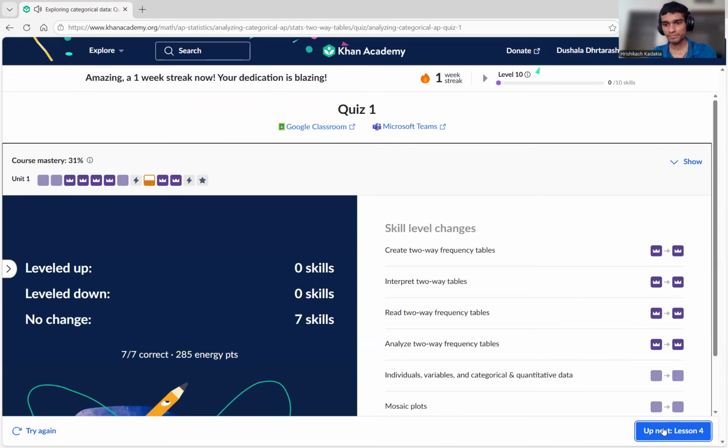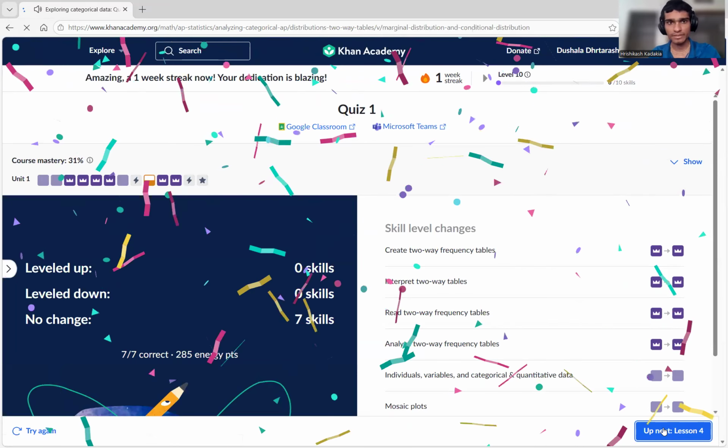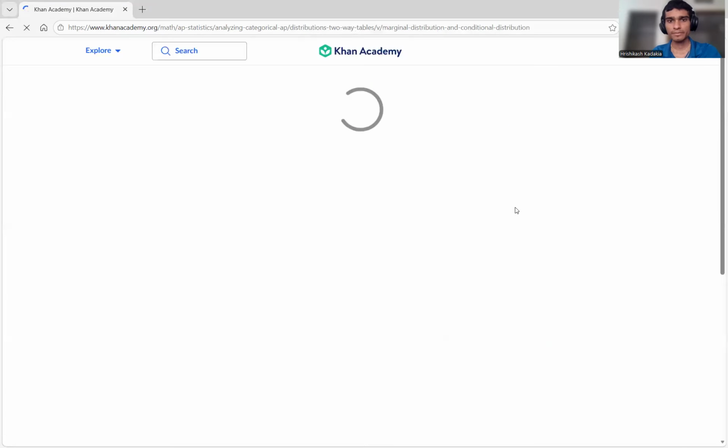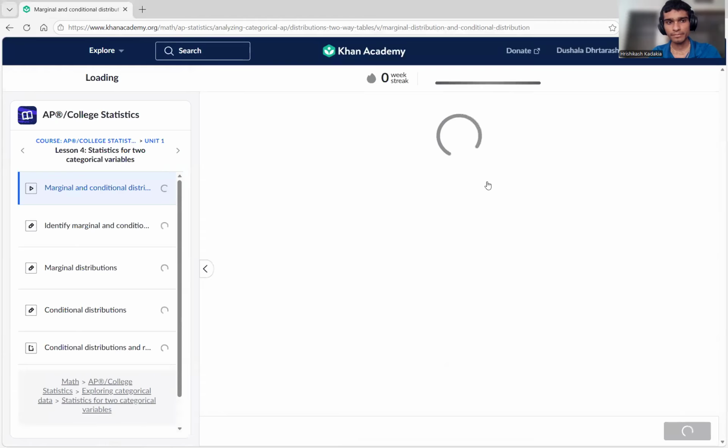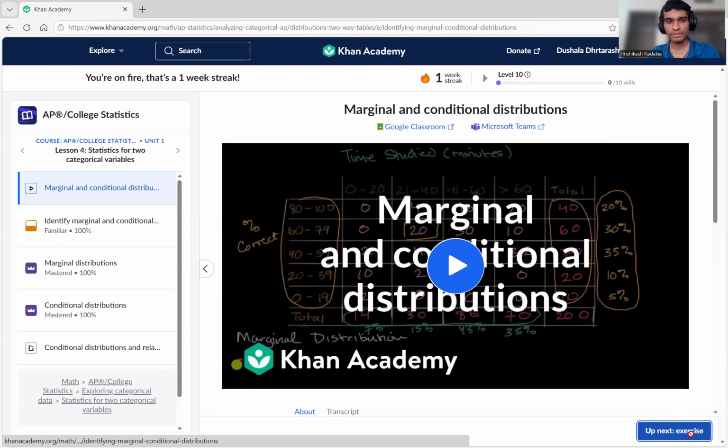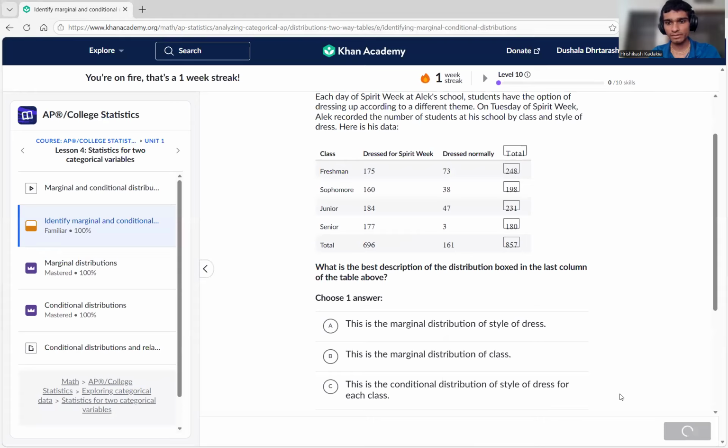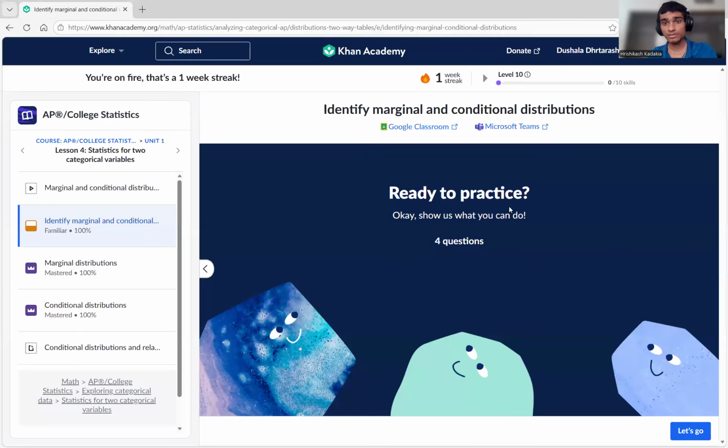Okay. I think we'll be switching gears in the next session. Let's just see what's coming up. Okay, great. We will be doing conditional and marginal distributions. So guys, we'll start that in the next session. Till then, take care and bye.